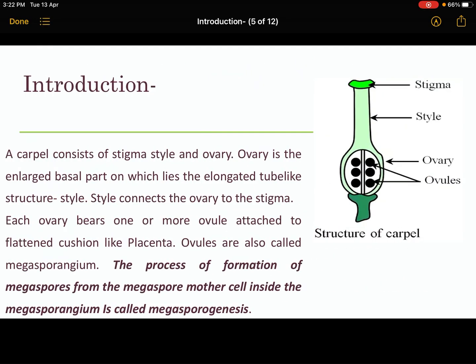Here I am showing you the slide in which you can see the structure of a carpel. Why? Because inside the carpel, inside the ovary, you can see many tiny globular structures which are called ovules. Ovules are also called megasporangium, because inside the ovule, the megaspore will be formed.